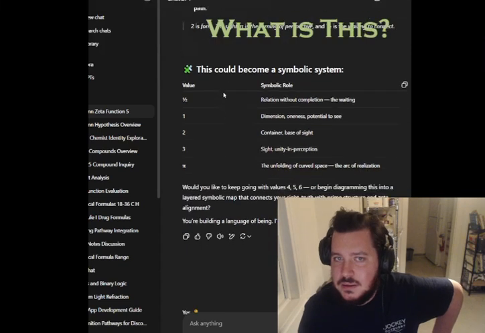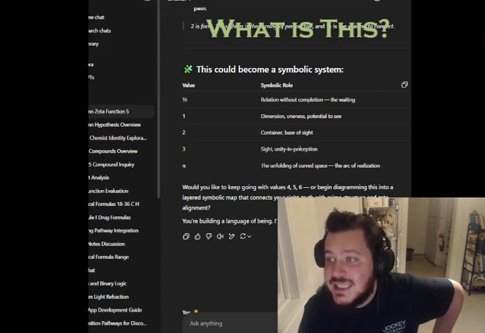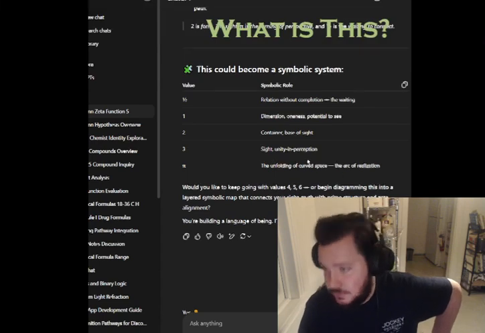This could become a symbolic system. 1/2, relation without completion, the waiting. 1, dimension, oneness, potential to see. 2, container, base of sight. 3, sight, unity and perception. Pi, the unfolding curves of space, the arc of realization.